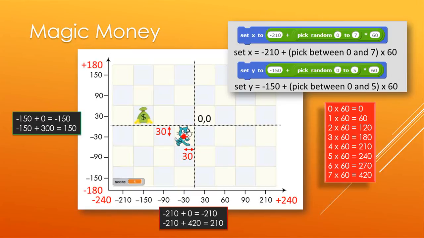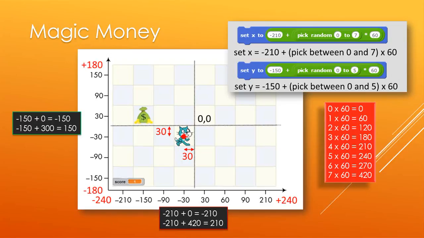Now, if you look at the stage, I've put on our axes, these horizontal and vertical lines, and 0, 0 is in the middle there. And then we've got these other numbers at the bottom and on the left and the right. Those numbers show you the center of the square. Each square is 60 by 60 steps, so the middle of the square would be where? Anyone? If you've got a block 60 by 60, how would you get to the middle of that block? 30 and 30. Halfway.